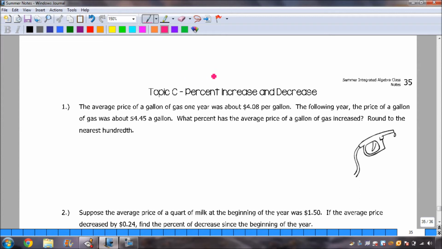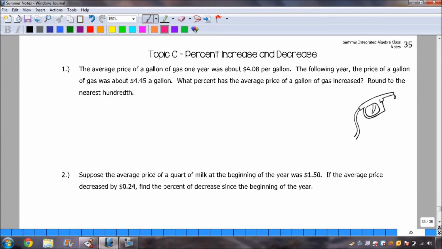All right, next thing we're going to talk about is percent increase or decrease. Sometimes you'll hear it as just percent change. So let's look at question number 1.